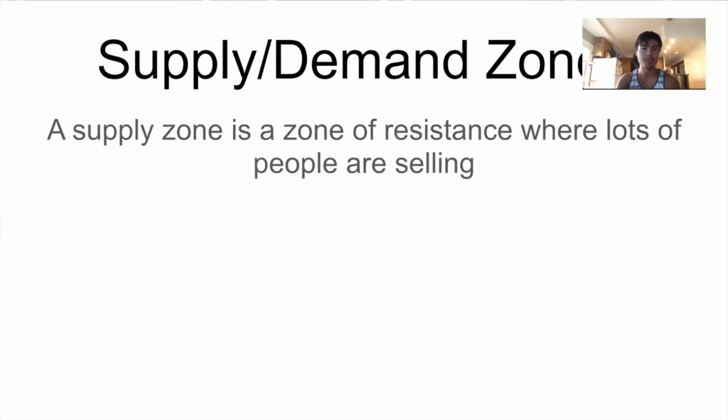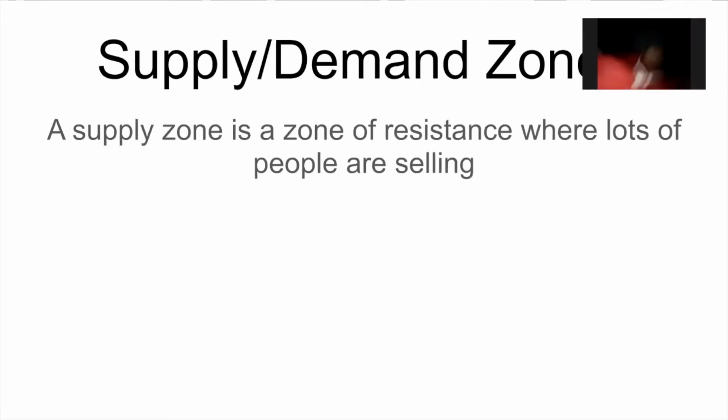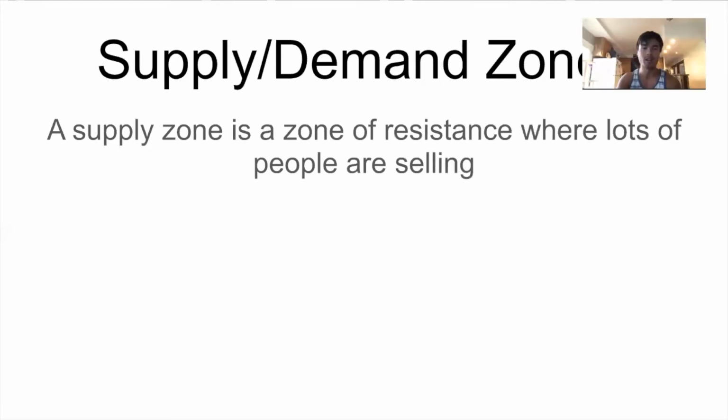So a supply zone is a zone of resistance where lots of people are selling. A supply zone is where people are putting a lot of sell orders, where there's a lot of bearish volume being put into the market. And you might know the saying, when price is high, there's high supply. When price is low, there's high demand. So that's essentially what's going on here. When a lot of people are selling out of a certain commodity, crypto, whatever you're investing in, that's going to cause a supply zone to form.